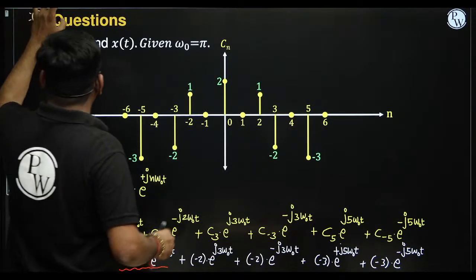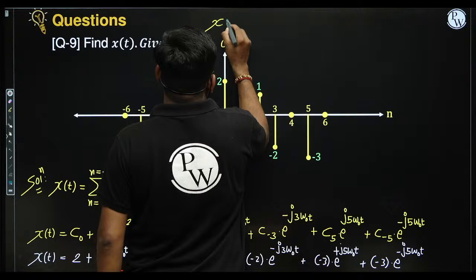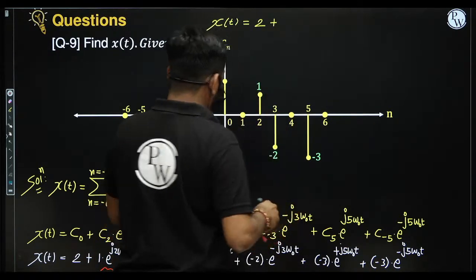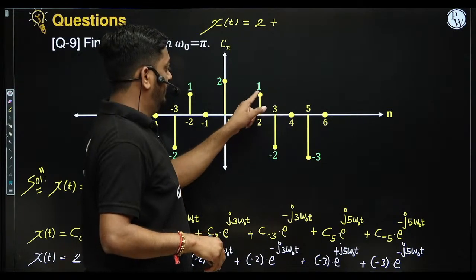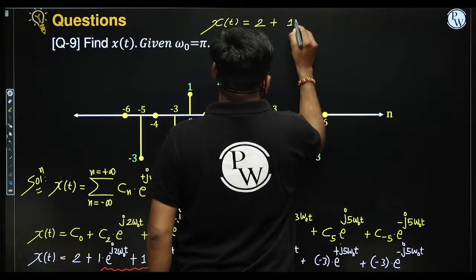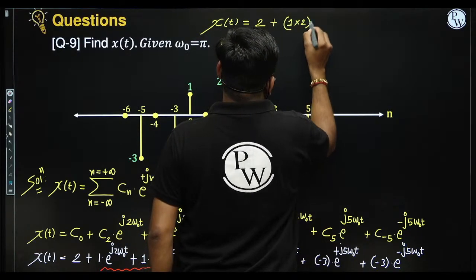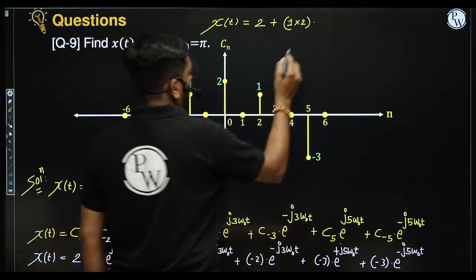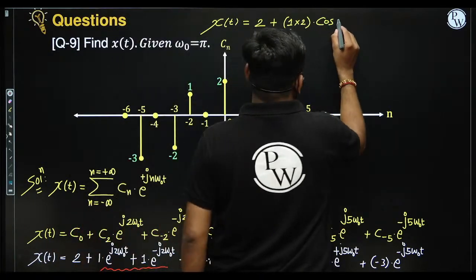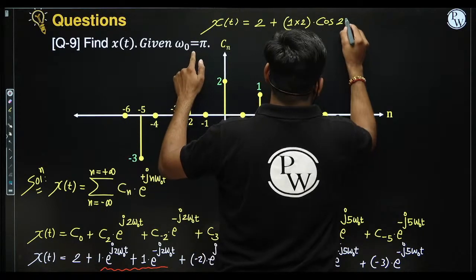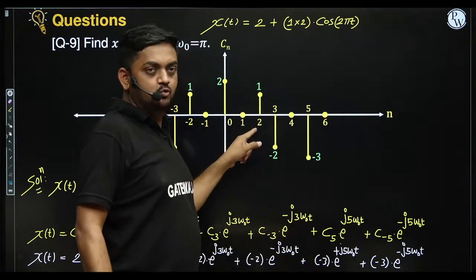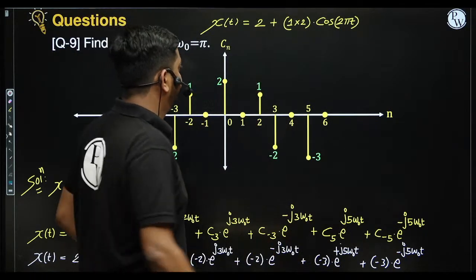So finally we can write here x of t, here I am writing origin value is 2 plus here see this is 0. Now 2 omega 0 t. So 1 multiply by 2 here. So 1 into 2. Now see this sample and this sample even. So that's why cos n omega 0 t. N is 2 guys, 2 omega 0 t. And omega 0 is pi, so 2 pi t guys. Like this. And omega 0 t, n value is 2, omega 0 is pi, so 2 pi t.